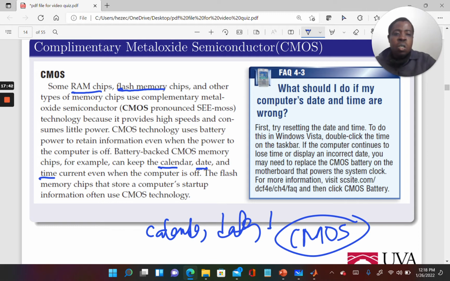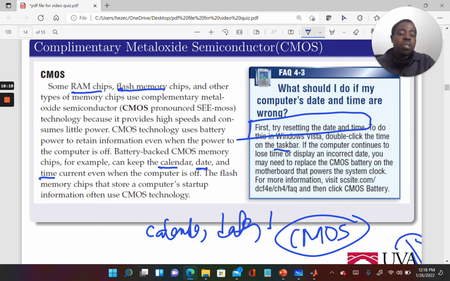Good. So what should I do if my computer's date and time are wrong? You have to reset it. That's the first thing. To do this in Windows, double click the taskbar, and if the computer continues to lose time or display an incorrect date, you may need to replace your CMOS battery on the motherboard. That is what all these hardware engineers do. So even if you try to change the date on your system here, if you try to change it and it's still not working, you might have to change your CMOS battery.